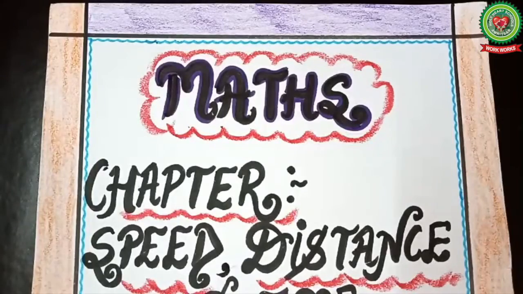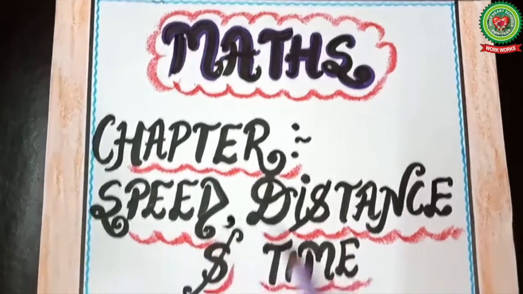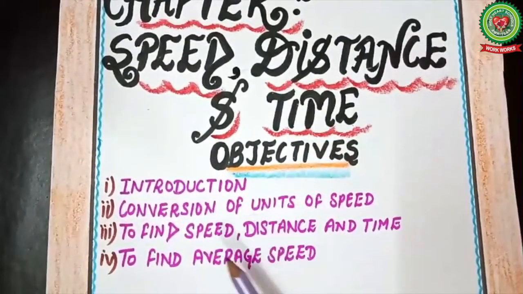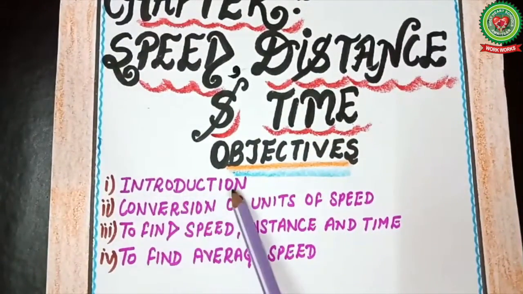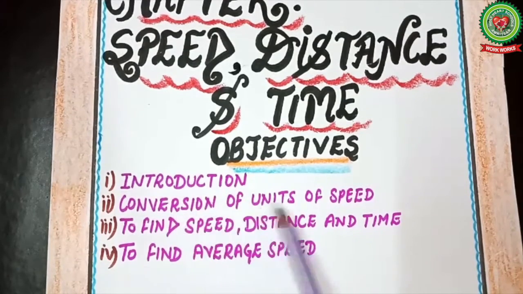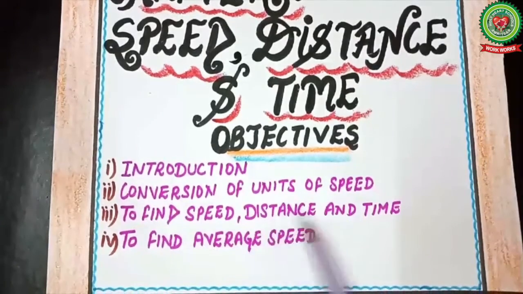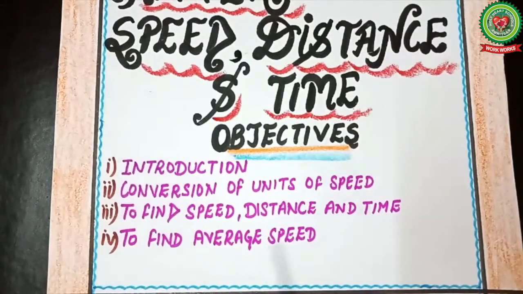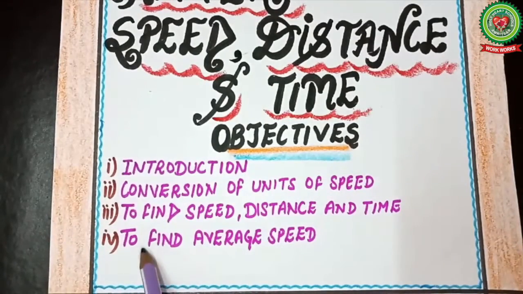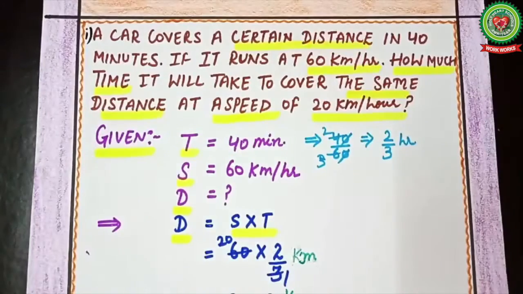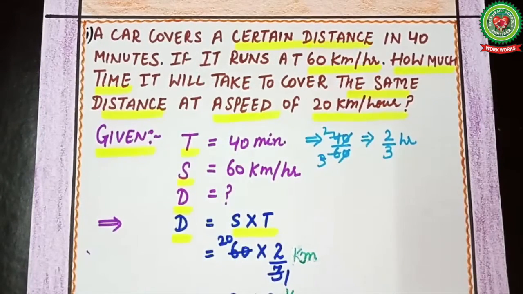Dear students, we have started a new chapter, that is speed, distance and time, and in the last videos we have already done the introduction of this chapter, conversion of units of speeds, and how to find the speed, distance and time. So today's video is going to be about how to find the average speed, right? So let's get started.